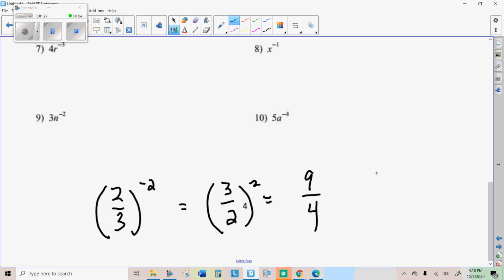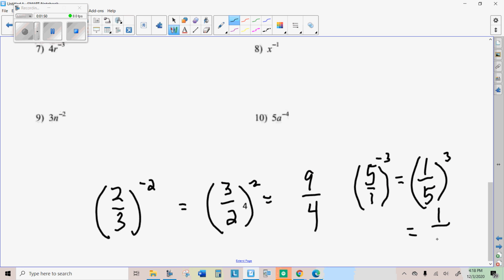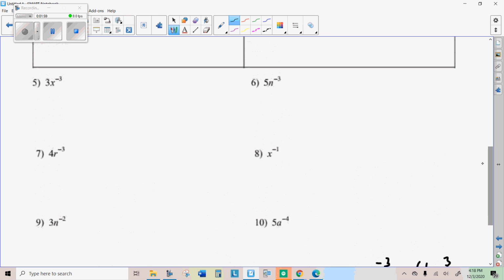Also, if you had something like this, let's say you had 5 to the negative third power. So let's think of 5 as 5 over 1 for a second to the negative third power. That would be exactly the same as 1 over 5 to the positive third power, which is equal to 1 over 125. So that's kind of what we were looking at yesterday. And we're going to use that idea when we do variables.